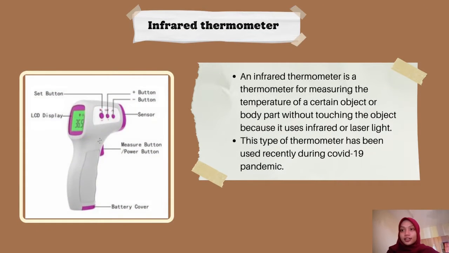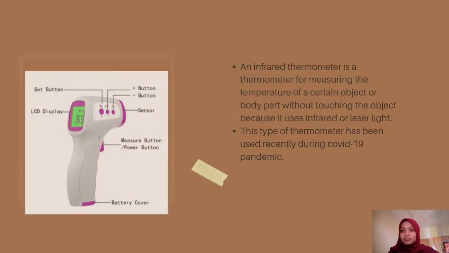Lastly, infrared thermometer. An infrared thermometer is a thermometer for measuring the temperature of a certain object or body part without touching the object because it uses infrared or laser light. The way it works is by detecting thermal radiation emitted by an object with infrared light. This type of thermometer is commonly used recently.